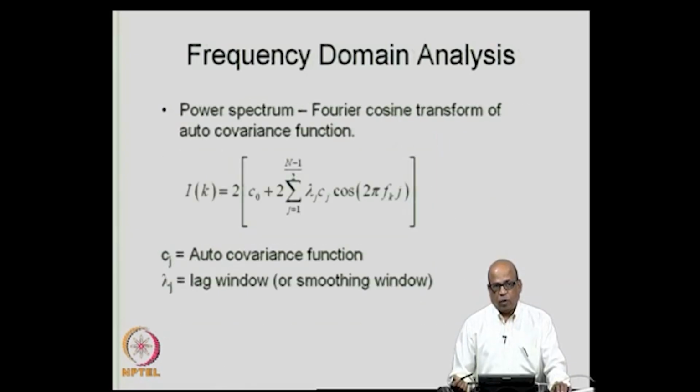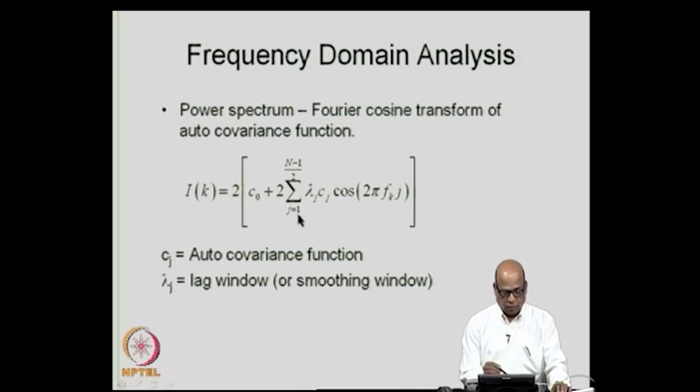So, we define the power spectrum, which is actually a Fourier cosine transform of the autocovariance function. We know how to determine the autocovariance functions C k, if you recall, and we transform them as a Fourier cosine transform and define the power spectral function. So, the power spectrum I k is given by 2 C naught plus 2 into summation j equal to 1 to n minus 1 by 2 of lambda j C j, where C j are the autocovariance functions, cos 2 pi f k into j.